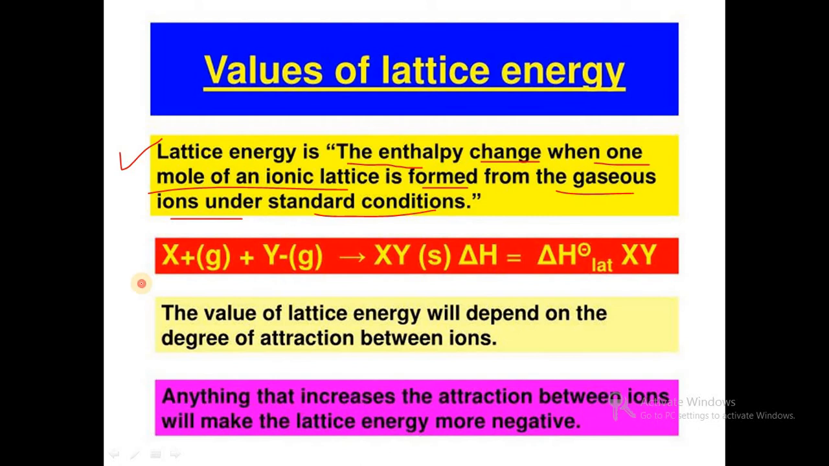So here X plus in gaseous state combines with Y minus in gaseous state, we get XY solid, and during this process energy is released, which is the lattice energy. The value of lattice energy will depend on the degree of attraction between the cations and anions. Anything that increases the attraction between ions will make the lattice energy more negative.